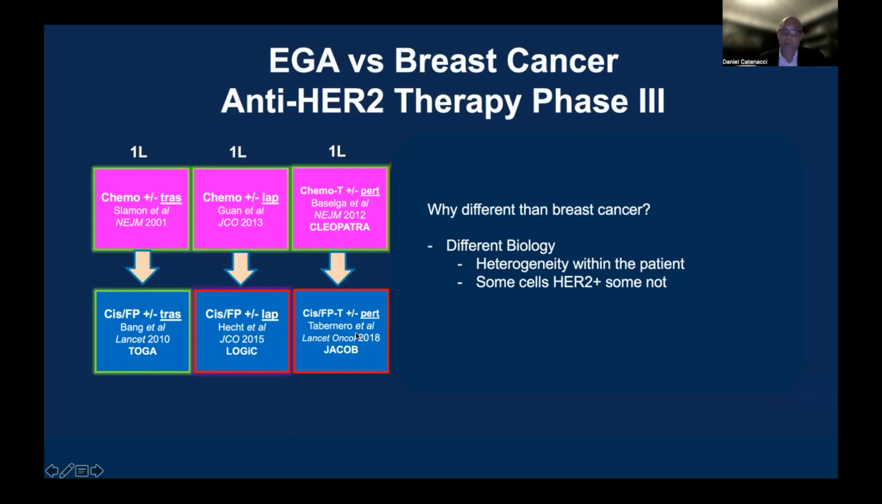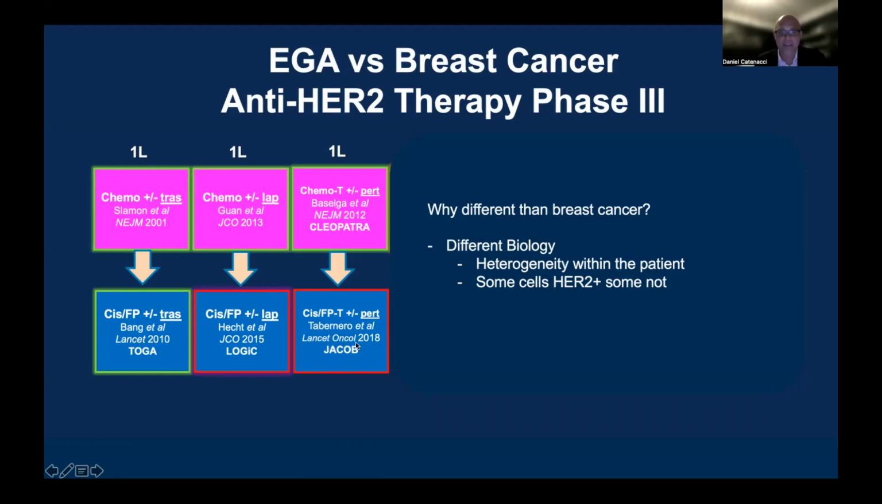Why? Well, simply, breast cancer and gastroesophageal cancer are different, but a more detailed response would be that the heterogeneity of HER2 positivity within a patient, I think, plays a larger role here than in breast cancer. Some cells are HER2 positive, some are not. And so this can explain to some degree why these studies are negative.